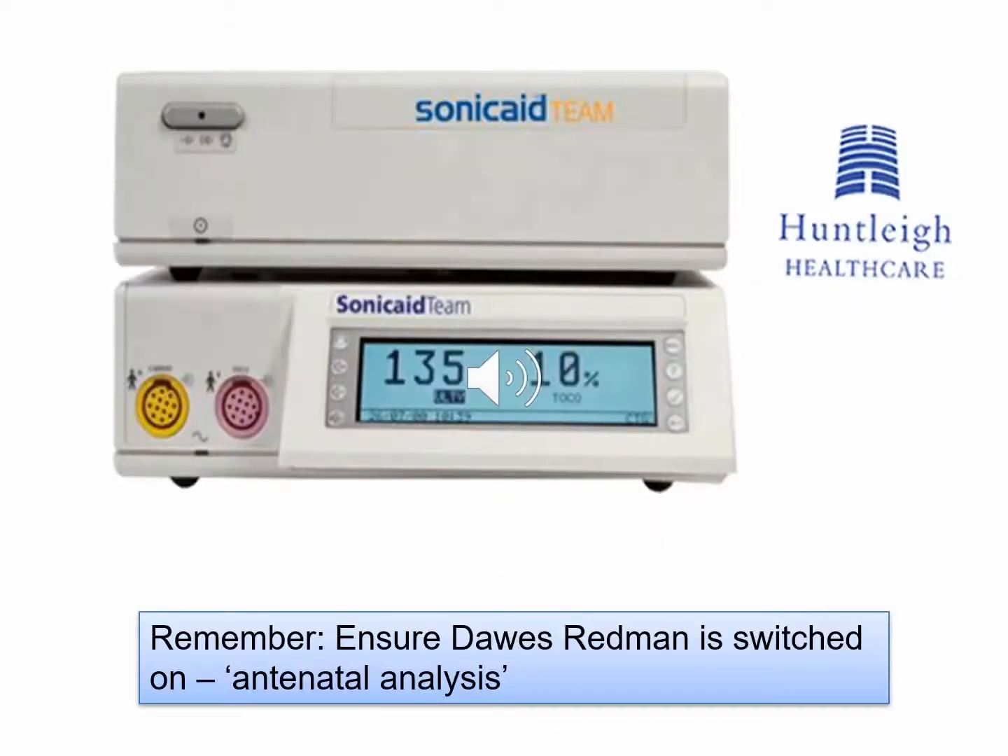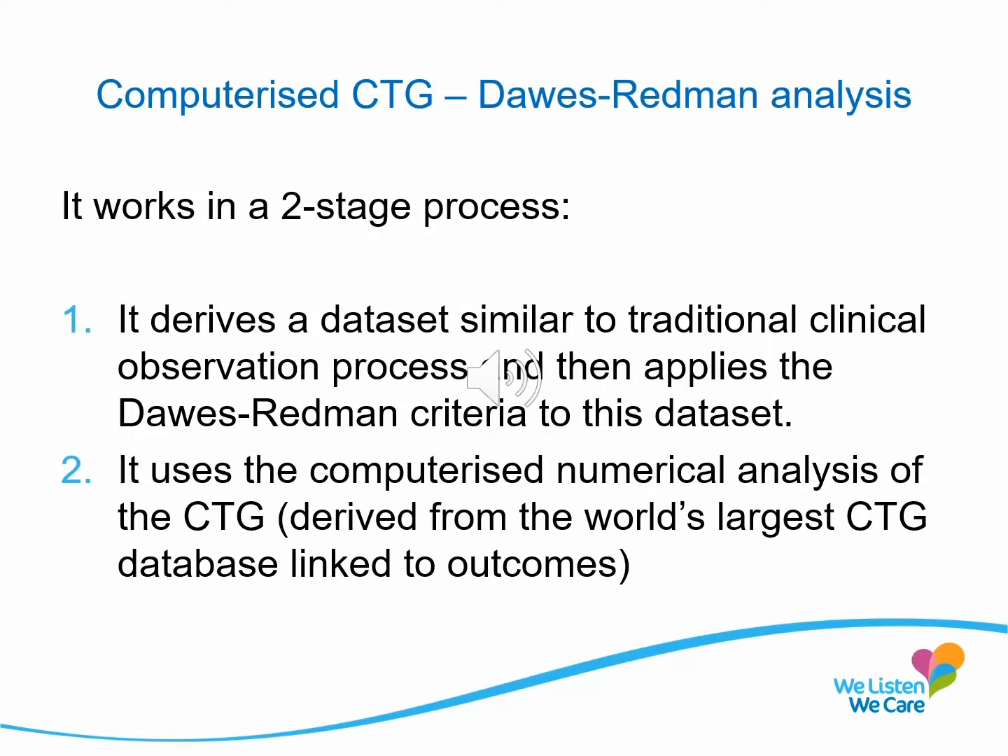Remember, ensure the Dawes-Redman criteria is switched on as antenatal analysis. So, in the next few slides, we will describe how computerized CTG works. It works in a 2-stage process. Firstly, it derives a dataset similar to the traditional clinical observation process and then applies the Dawes-Redman criteria to this dataset. It uses the computerized numerical analysis of the CTG, which is derived from the world's largest database linked to outcomes.